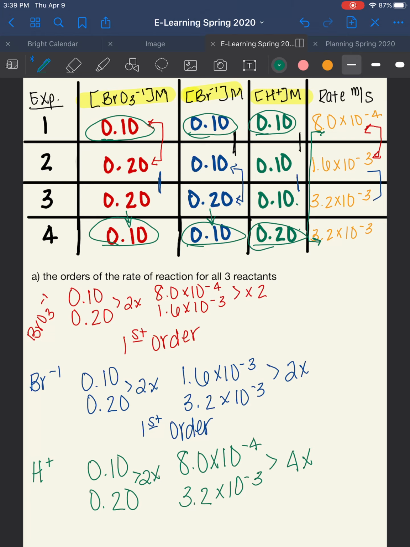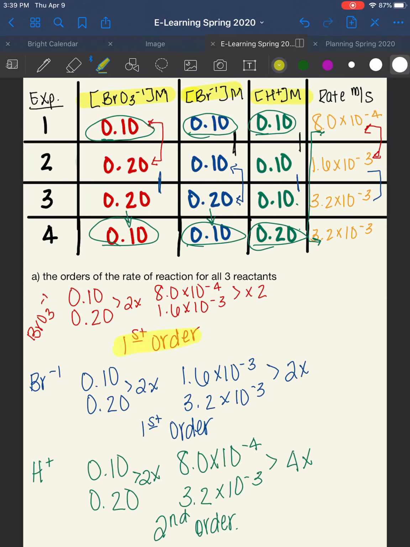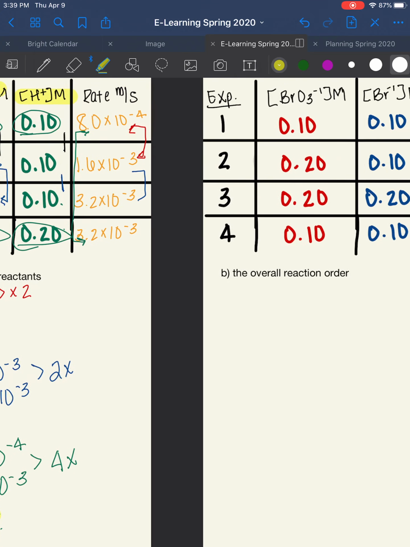So whenever your rate increases by the square of your concentration increase, that means this is a second order reaction with respect to H plus. So that's all part A was asking: the orders of the rate of reaction for all three reactants, which we did. BrO3 is first order, Br negative 1 is first order, and H plus is second order.